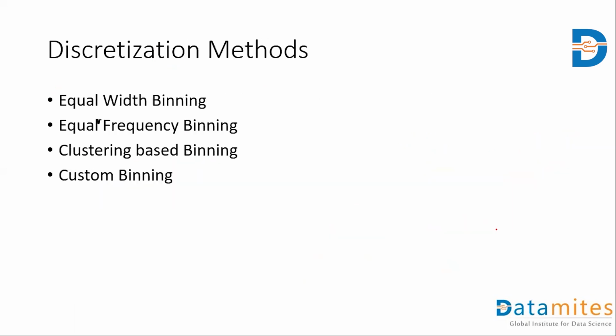So how do we do discretization? So this is not an exhaustive list, right? But these are the few most common types or popular types of discretization methods, starting off with something called equal width binning.